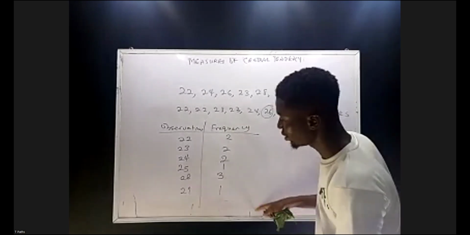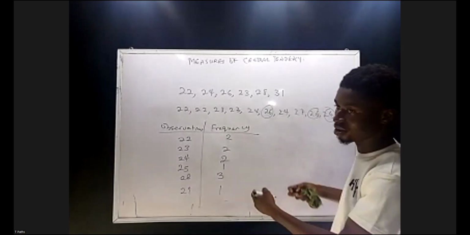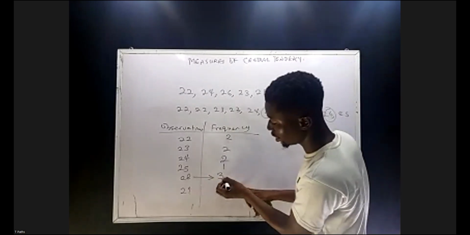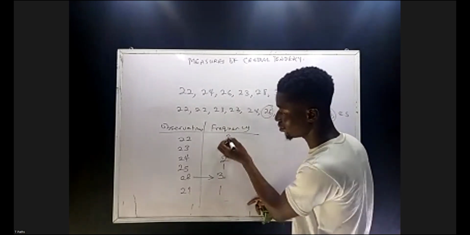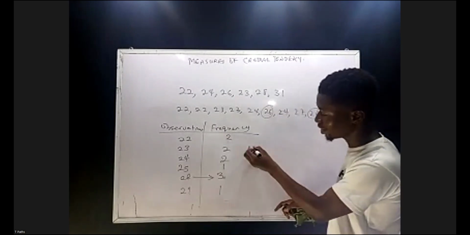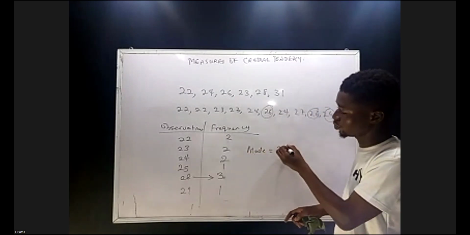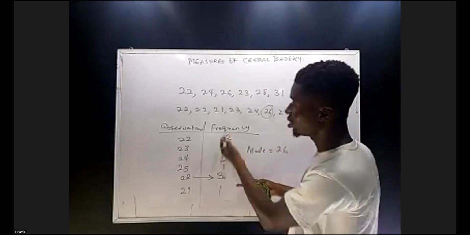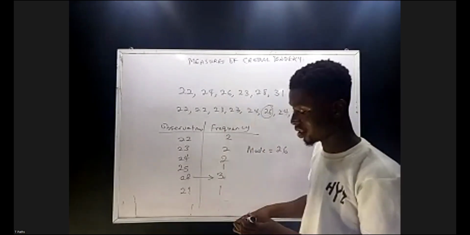Now, if you look at this, your mode simply means the one with the highest frequency. And what's the one with the highest frequency here? 3. So that tells me my mode is 26, the number that appears the most, which is also the one with the highest frequency. Do we get that now?